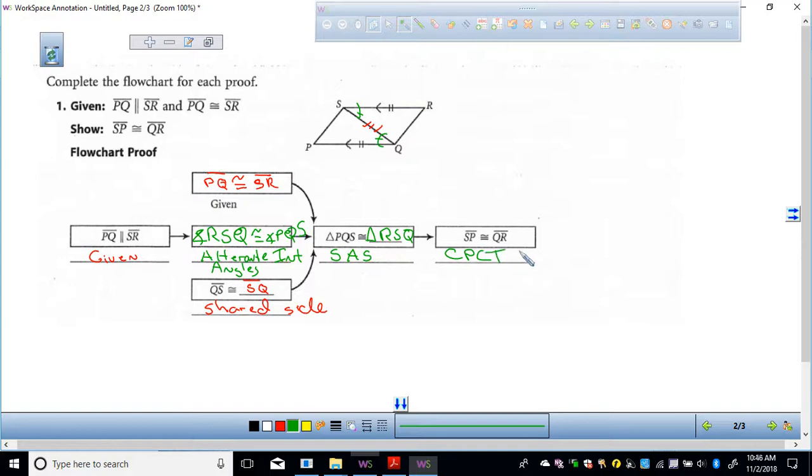Daniel, that's Joey. Joey, sorry. CPCTC, okay? So that's how we do a flowchart proof. Do you understand that? Yes. Corresponding parts of congruent triangles are congruent. We learned that the other day.